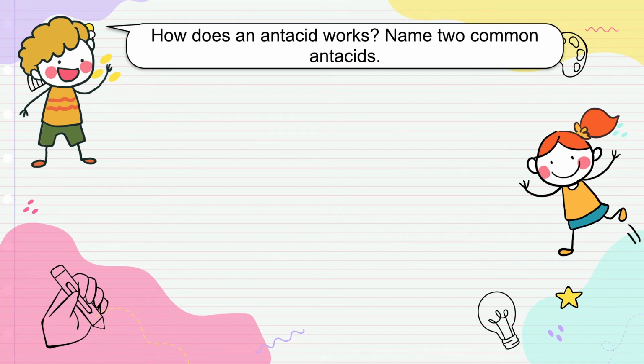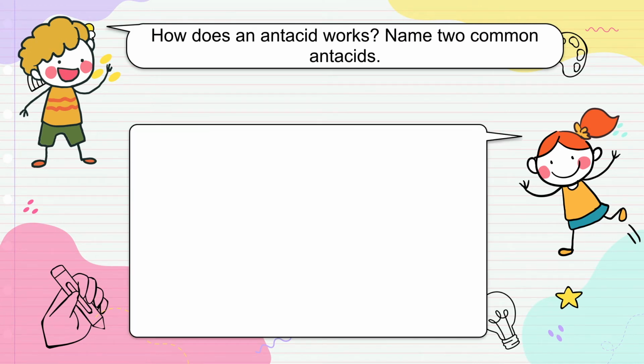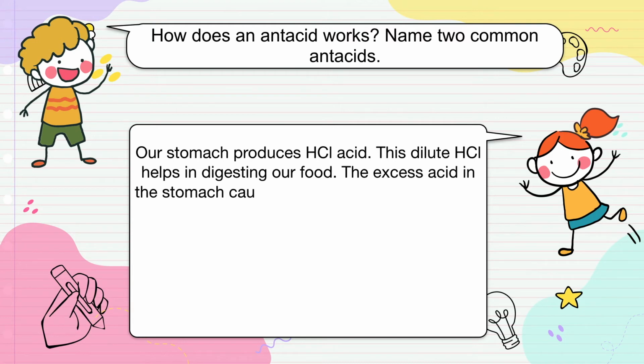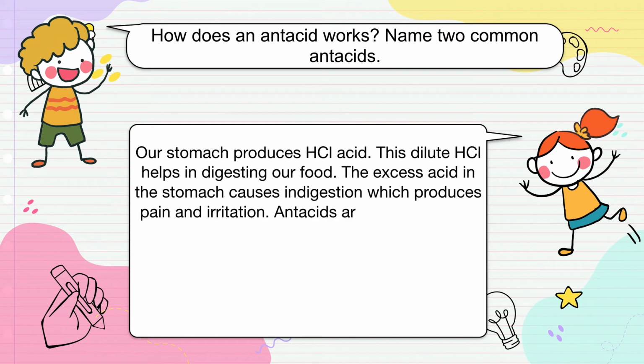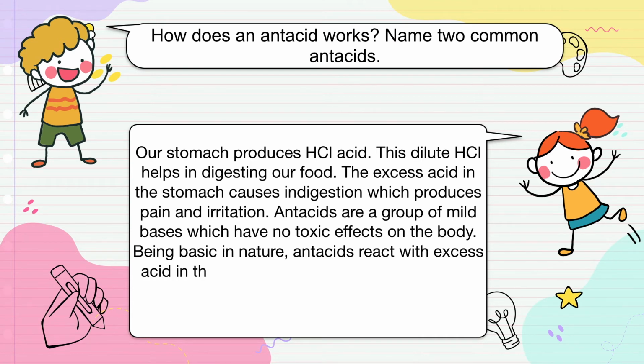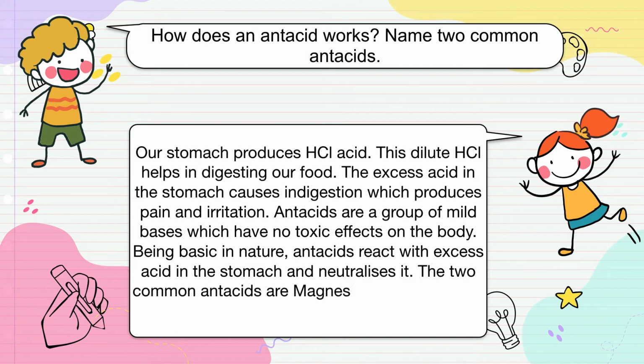How does an antacid work? Name two common antacids. Our stomach produces hydrochloric acid. This dilute hydrochloric acid helps in digesting our food. The excess acid in the stomach causes indigestion, which produces pain and irritation. Antacids are a group of mild bases which have no toxic effects on the body. Being basic in nature, antacids react with excess acid in the stomach and neutralize it. The two common antacids are magnesium hydroxide and sodium hydrogen carbonate.